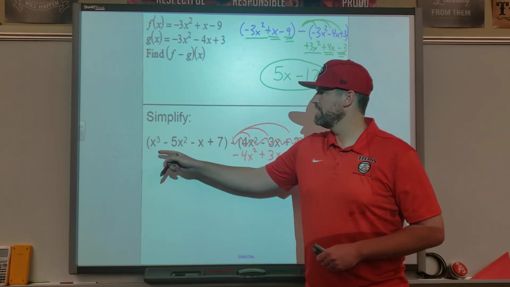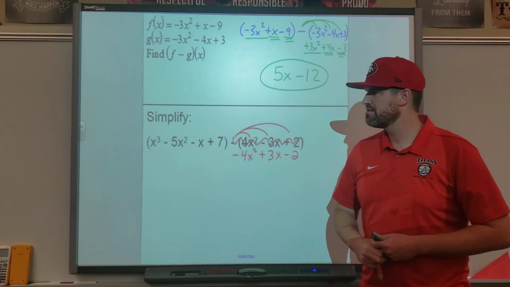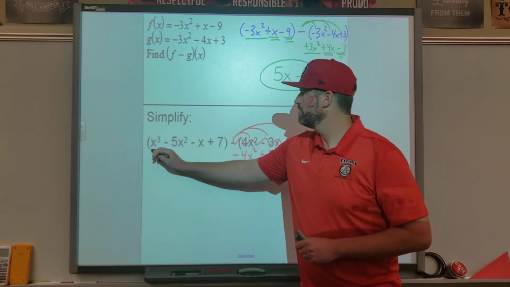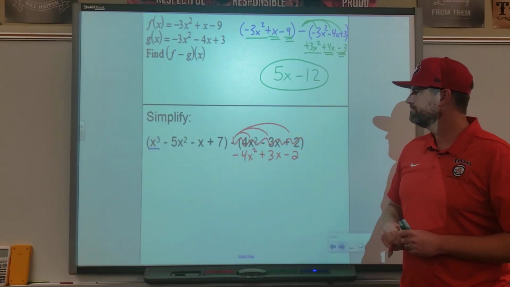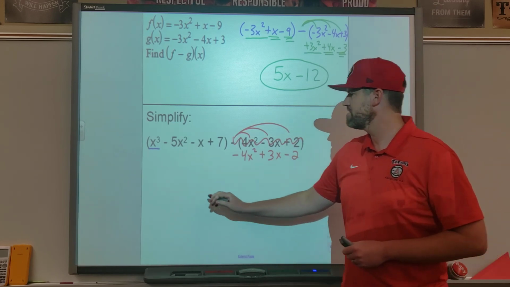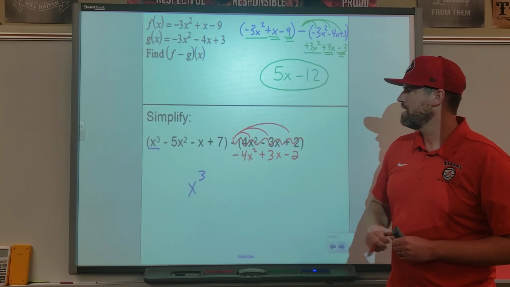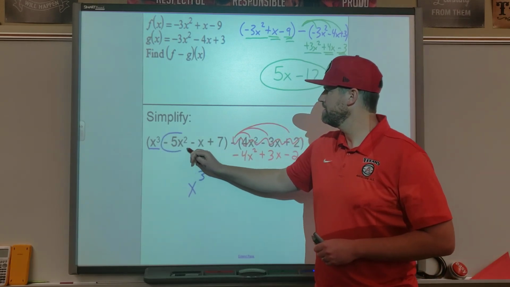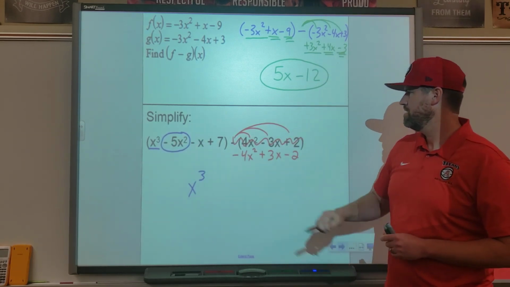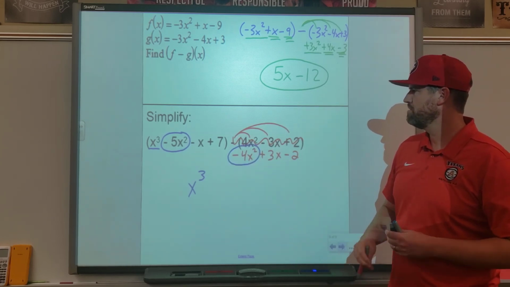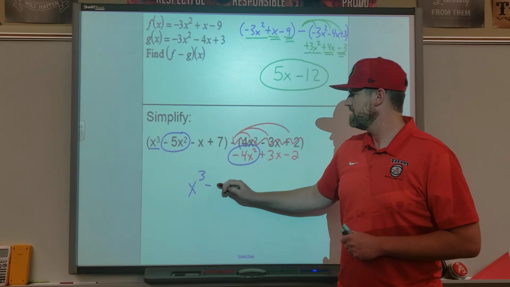My largest exponent is to the third power, so this is going to be a third degree polynomial. And when I look for anything else to the third power, I don't have anything else, so that's just going to go by itself. Then I look for the second power, which I have negative 5x squared and negative 4x squared. And if I have a negative 5 and combine that with a negative 4, that's a negative 9x squared.